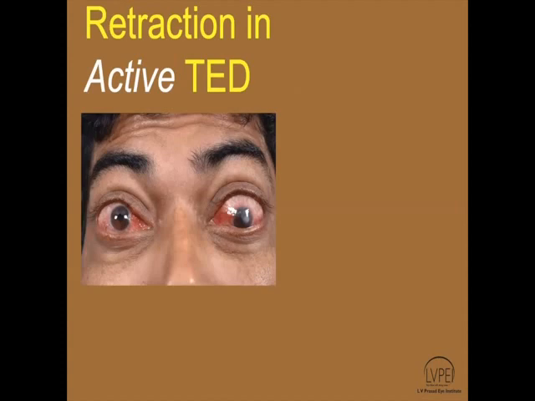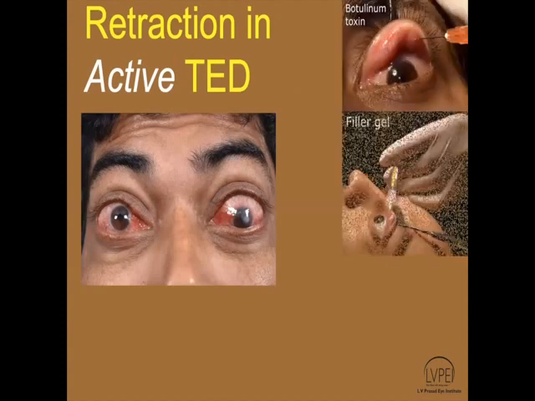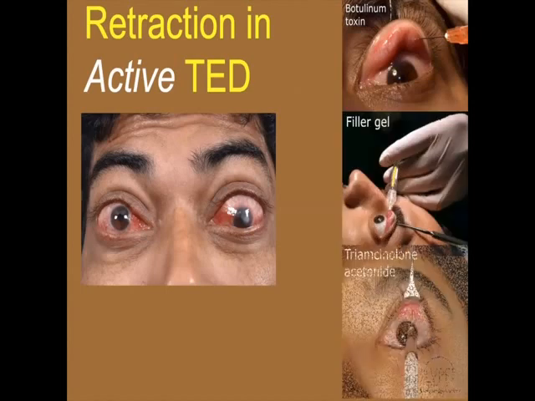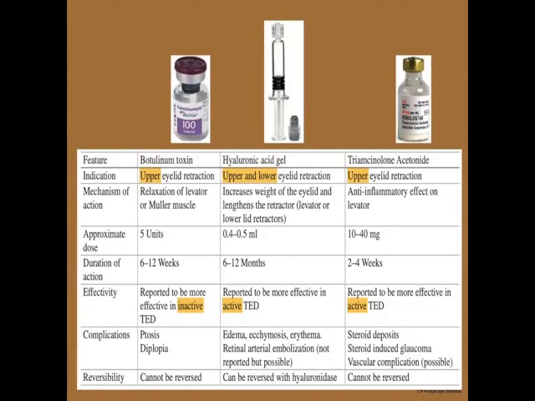During the active phase, the treatment options for eyelid retraction include botulinum toxin injection, filler gel, and triamcinolone acetonide as injectables, and a tarsorrhaphy for functional problems. If you look at this busy slide comparing the toxin, the hyaluronic acid gel, and triamcinolone for eyelid retraction, triamcinolone can be therapeutic and long-lasting if it targets the disease in the early active phase.